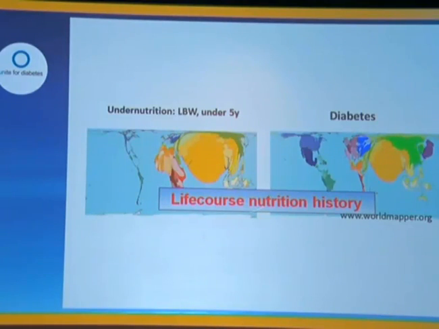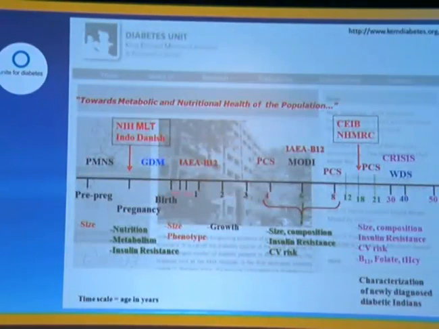Thus, life course nutrition history is more important than what we look for in the clinic in a patient. And that's how life course theory has become quite important in relation to diabetes and obesity.